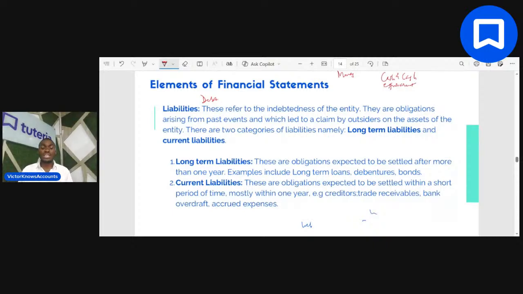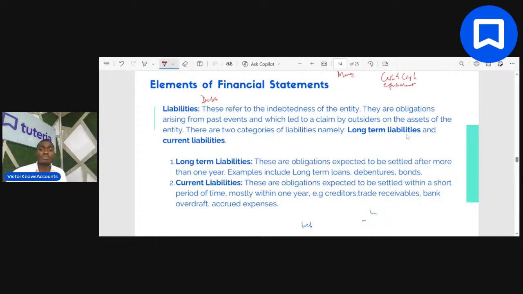Now, there are obligations arising from past events which led to a claim by outsiders on the assets of the entity. If I'm owing you money, it means that you have a claim on every money that I have because you want to collect your money back. Do we understand that? So that's what we refer to as liability. Now, there are two categories of liability majorly.